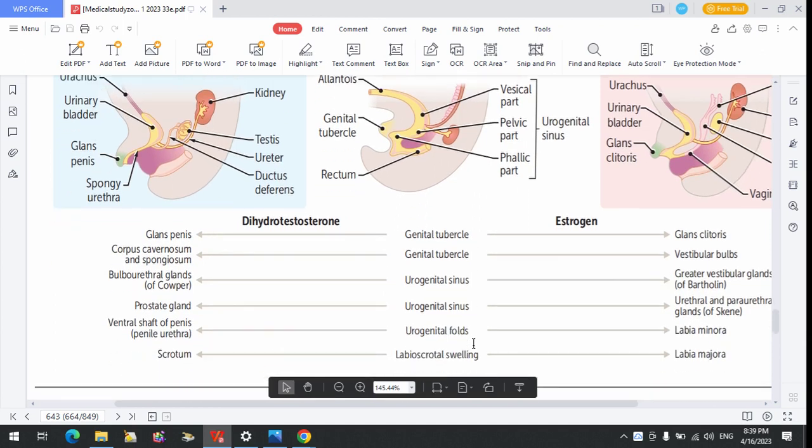The next thing is to go to the urogenital sinus. I've told you that that one is a cavity that forms glands.